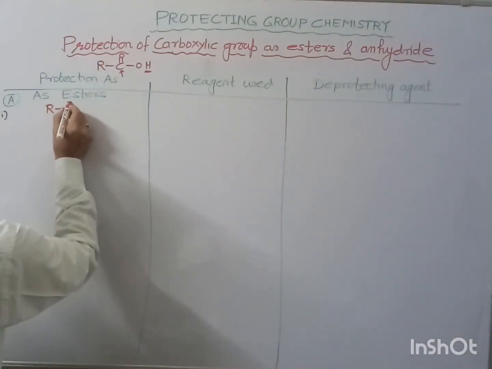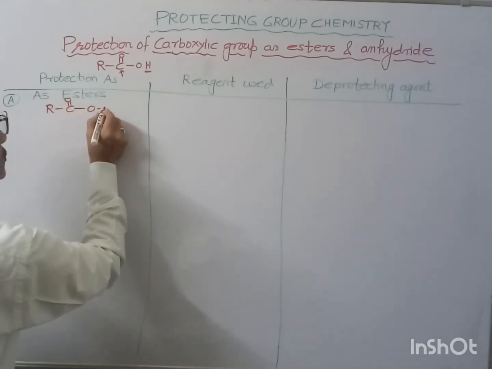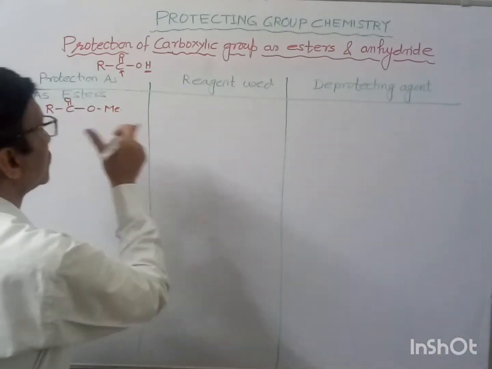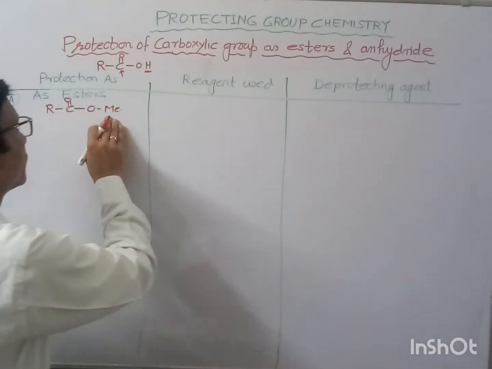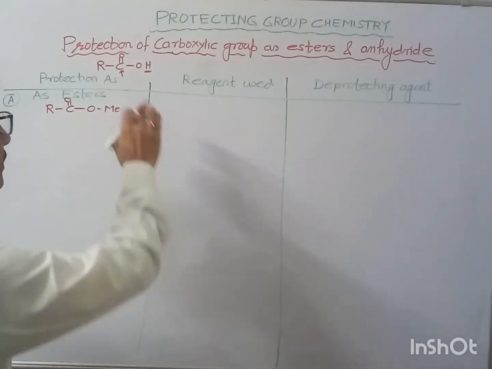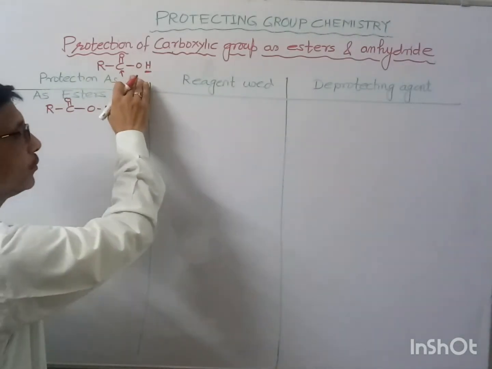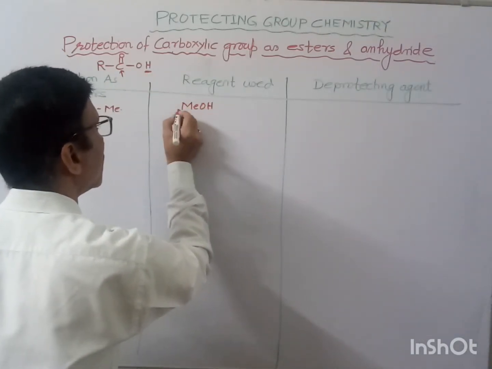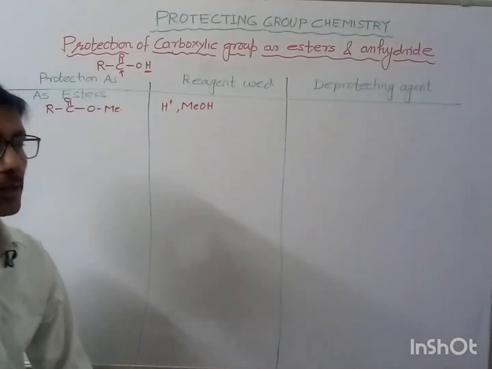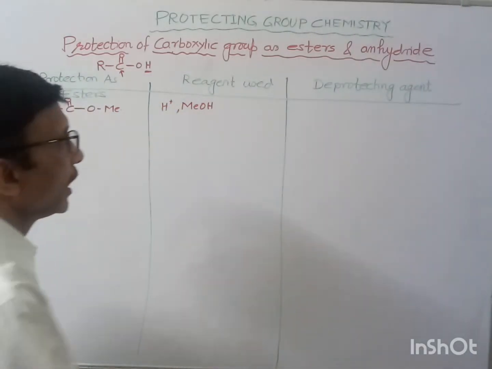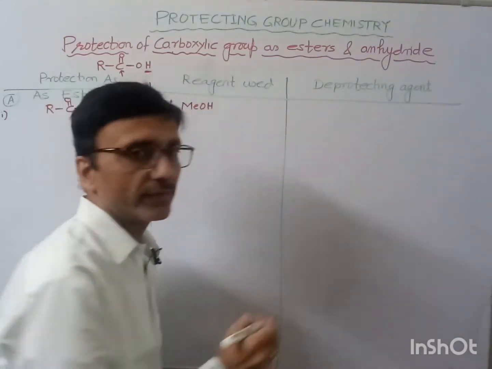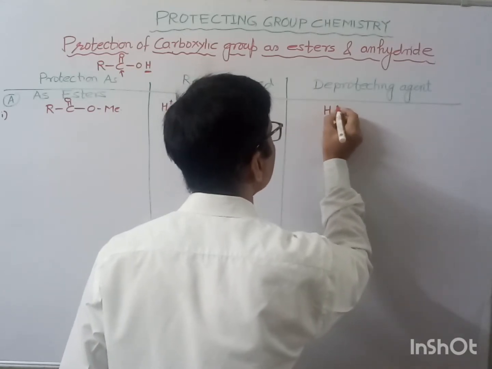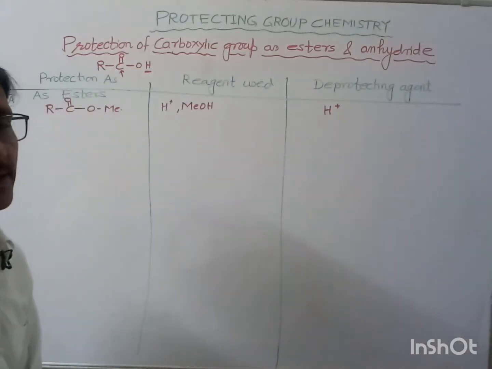So this RCOO, suppose I am writing here methyl ester. Now how can we prepare this methyl ester? By reacting this acid group with methanol, suppose H plus and methanol. So this is one of the ways. And the deprotecting agent that we use is some acid; acid hydrolysis can be done. So in presence of acid it can be deprotected.